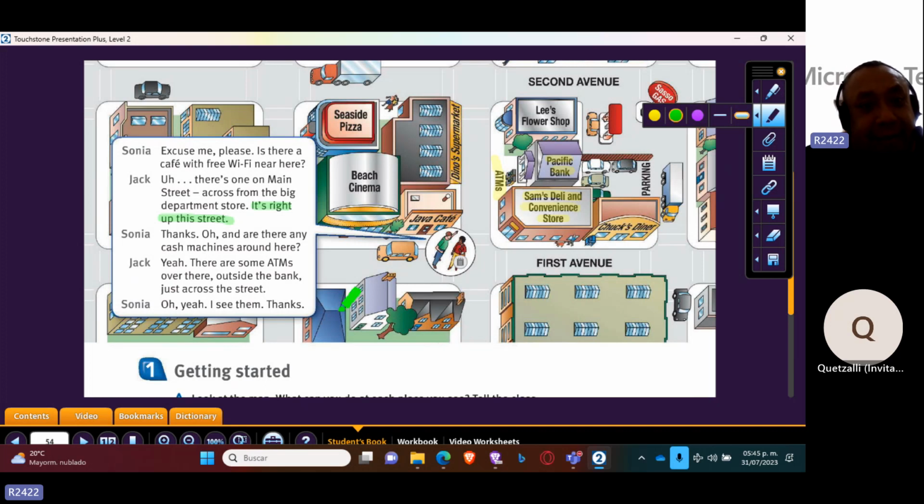Very good, Casali. Okay. Fíjate cómo dice aquí, mira. ¿Cómo le llamó Sonia? Le llamó cash machines, mira. Cash machines es igual a cajeros automáticos, okay.